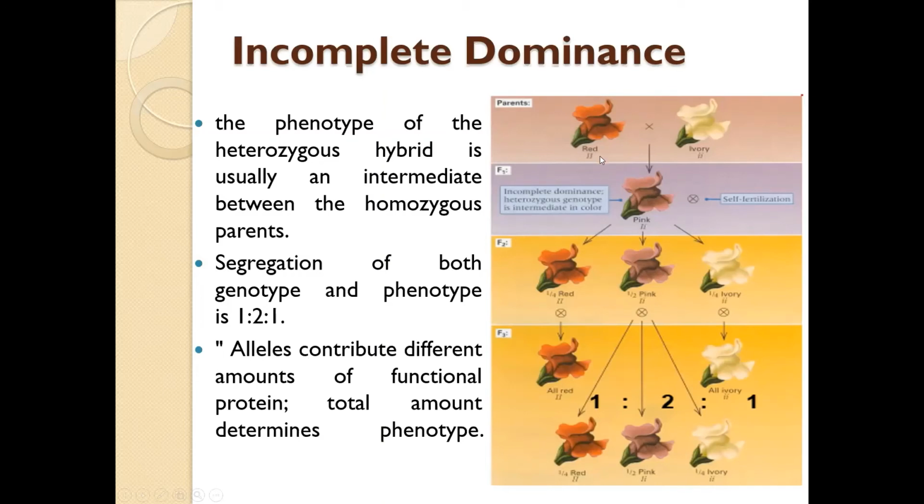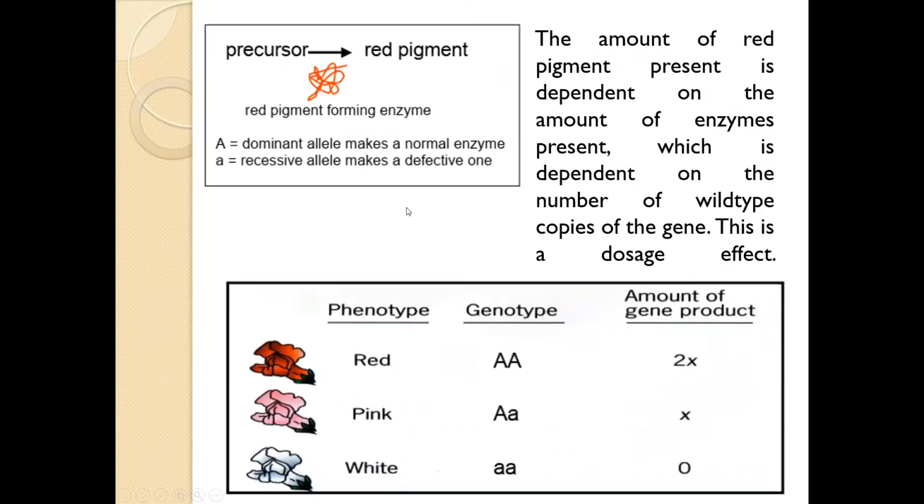That means the red gene and the ivory gene both give their phenotype, but the overall phenotype basically depends on the amount of gene product. If half of the dominant allele is present, it will produce half of the red color, and that half red color in the presence of half ivory will produce a pink phenotype. So that is the case of incomplete dominance.